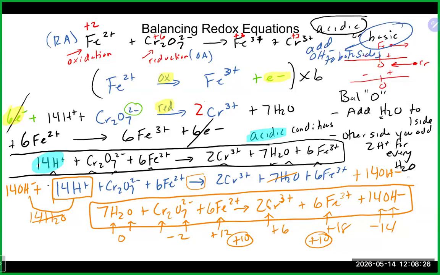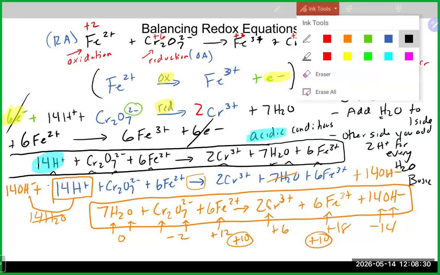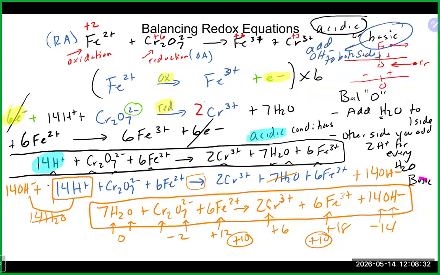While this guy down here, which obviously is basic conditions, I know it is basic conditions because I see what in here? I see OH minus, right? So that's how you know when you look at one of these guys, is it balanced in acidic or basic conditions? If it's acidic conditions, you should have H plus at the end. If it's basic conditions, you should have OH minus. Any questions on those steps there?